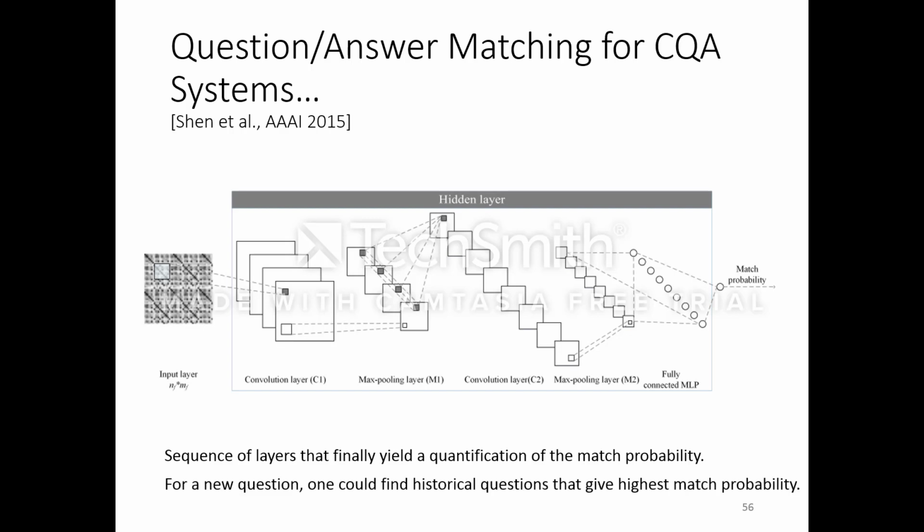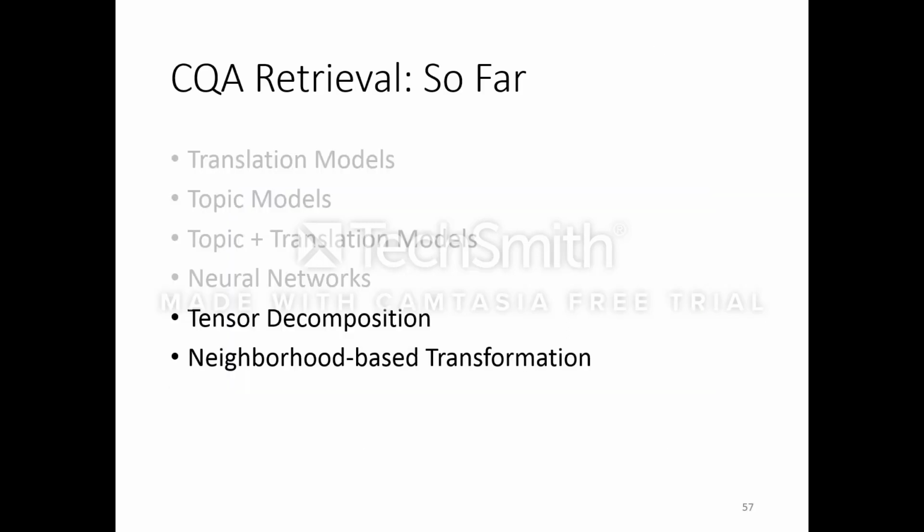For a new question, one could find historical questions that have the highest match probability, right? Or historical answers that have the highest match probability. Assume it's answers, because we are learning question-answer matching here. Okay, so that's what they do.